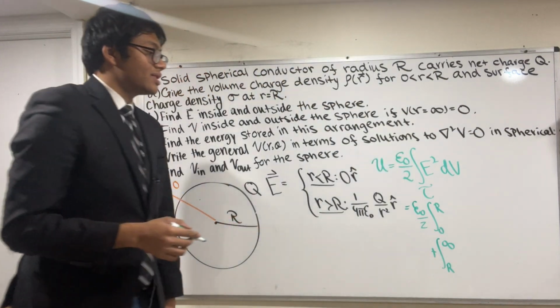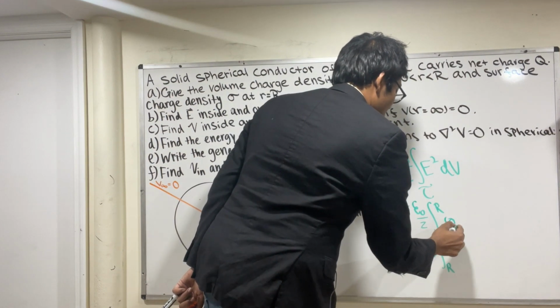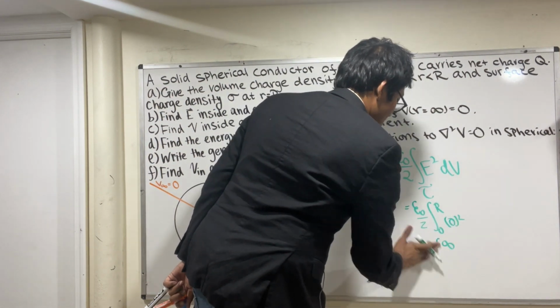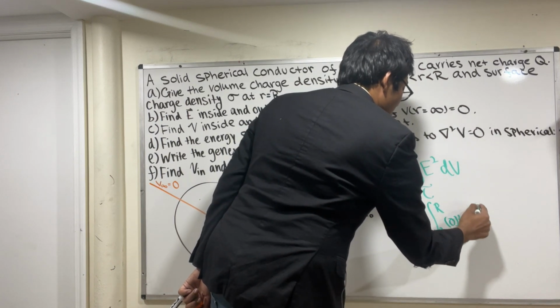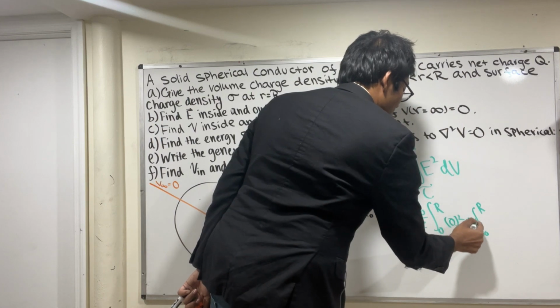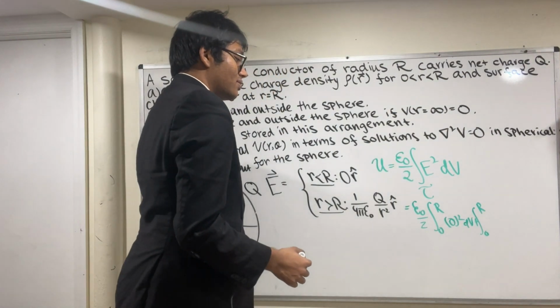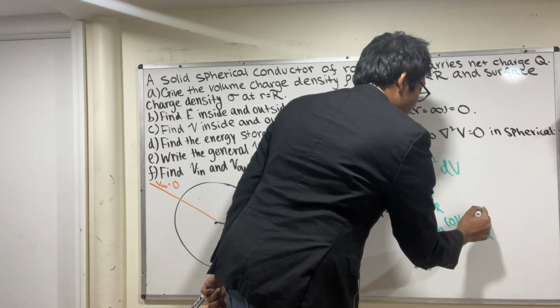So, for my first integral, what will I have? Well, the electric field inside is simply 0. So it doesn't matter what my differential volume element is. So let's simply proceed with my second integral from 0 to capital R. Although it is disturbing for me if I don't write down the differential volume element. So 0 to the second integral should go from capital R to infinity.